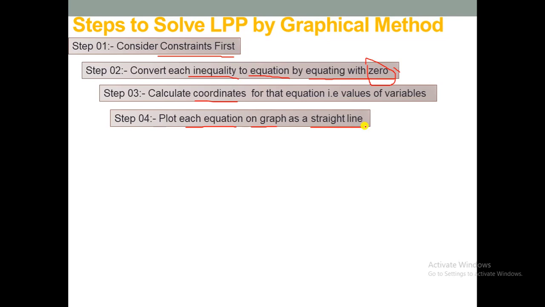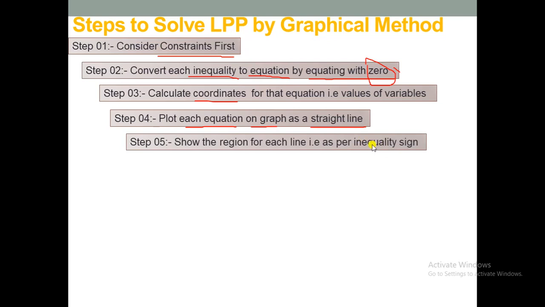If there are two coordinates for an equation, we plot those two points, for example the coordinate of x and the coordinate of y, and connect the points to get a straight line. So for each equation we get one straight line.